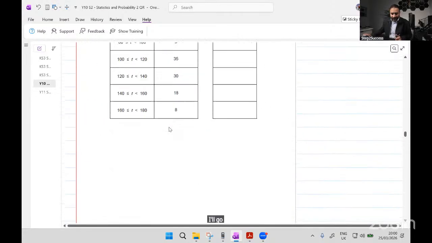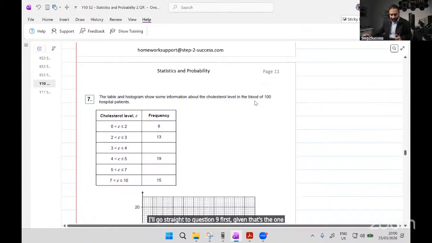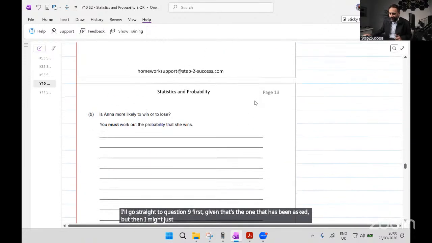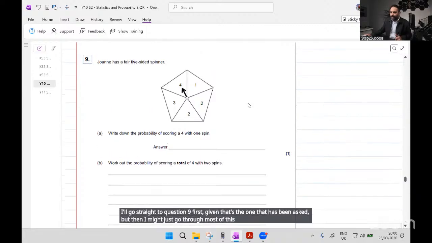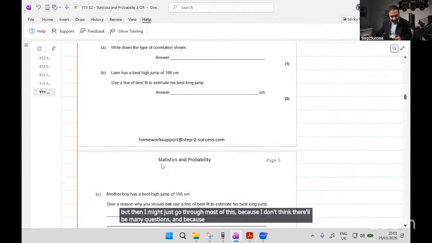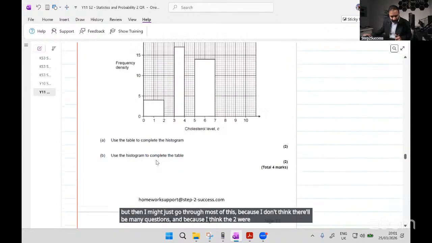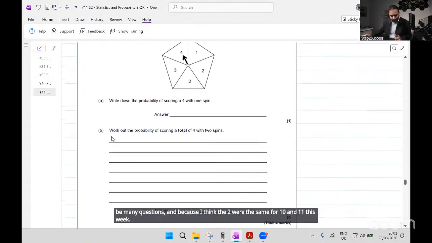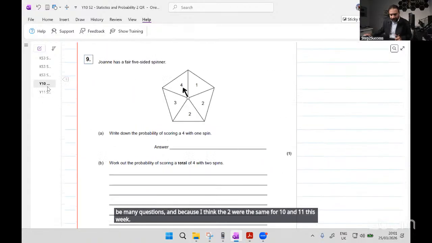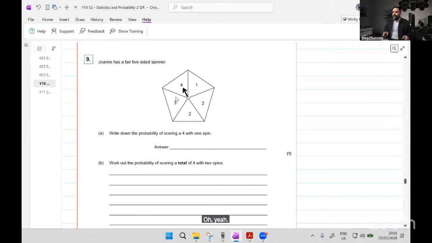I'll go straight to question 9 first, given that's the one that has been asked. But then I might just go through most of this, because I don't think there'll be many questions, and because I think the two were the same for 10 and 11 this week. Fine, fine, yeah. Right.